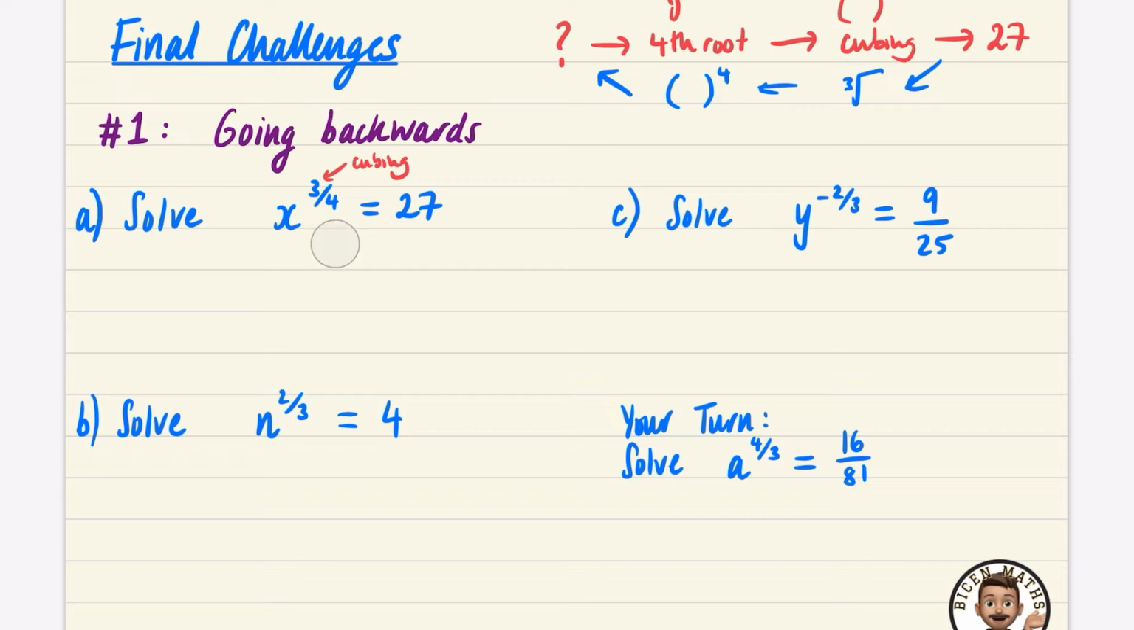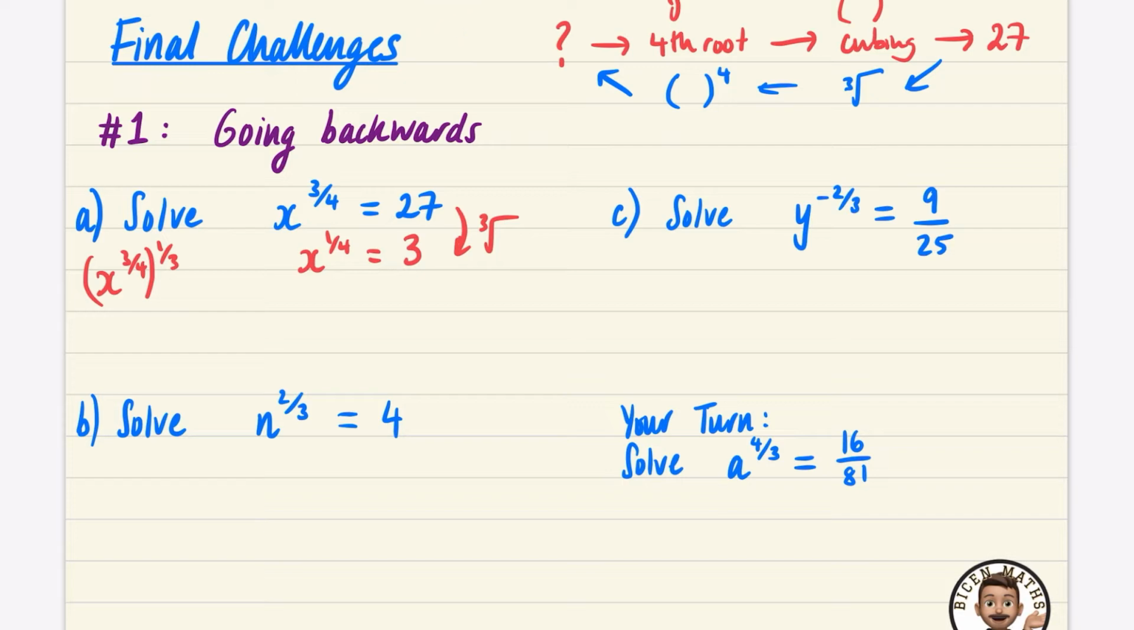So let's have a look at trying that on this question, and I might show you why it works as well. Let's just quickly erase this. So the first thing that I'm going to do is undo the cubing by cube rooting. So let's do a cube root on both sides. When I cube root both sides, I will just get the x to the quarter, and the cube root of 27 is 3. The reason you get x to the quarter is because x to the 3/4, if you're cubing it, you're doing 3/4 times a third. 3/4 times a third, the 3's cancel, and you just get a quarter, or you could say it's 3 over 12, which is a quarter.